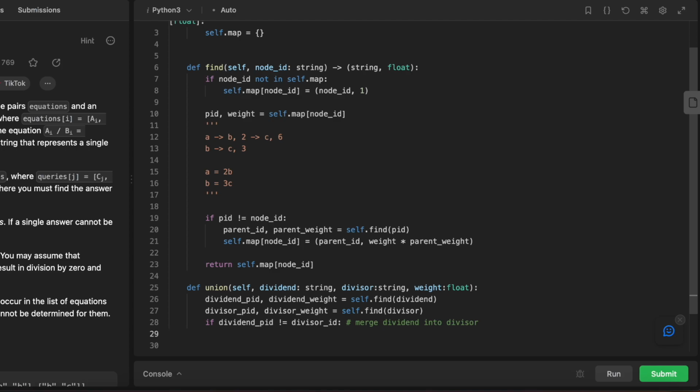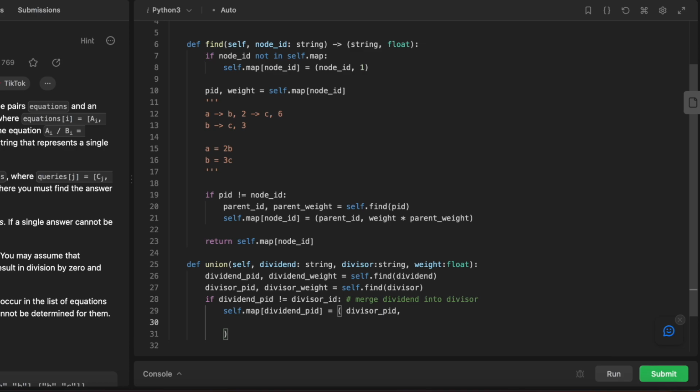So how do we merge? We will update the value in the map. So it's dividend. So we will update the value where the key maps to the dividend parent ID. So we will replace it as the parent ID of divisor. And what is the weight? Okay, so the weight is, okay, so let me type it first and I will explain in a second.